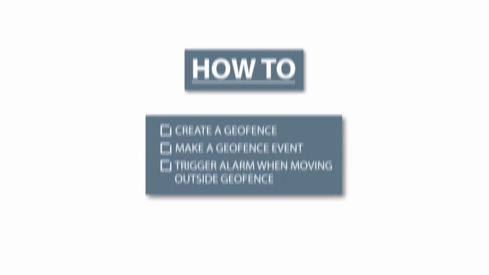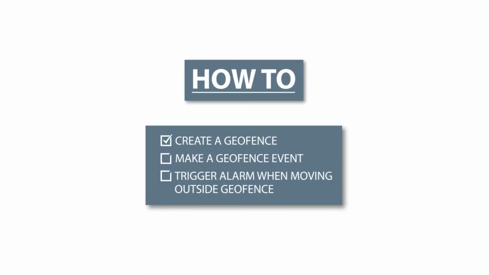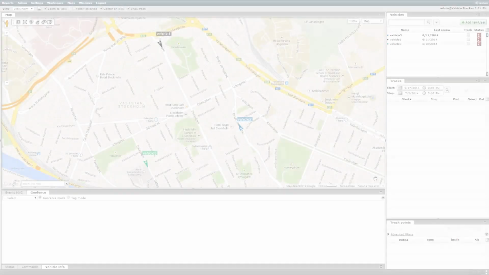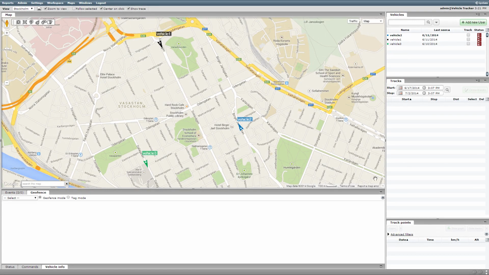In this tutorial, we will go through how to create a geofence, make a geofence event, and trigger an alarm when moving outside of the geofence. To get started, go to the Geofence tab, which by default is found in the lower panel. In the drop-down menu, you can choose which kind of geofence you want to create. The circular geofence can be moved around on the map and rescaled by dragging the border.